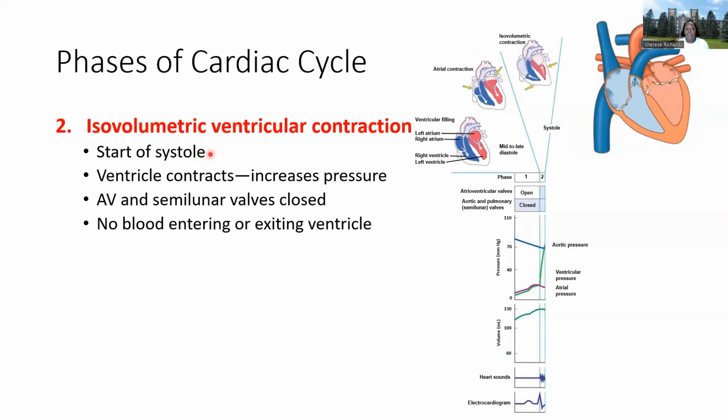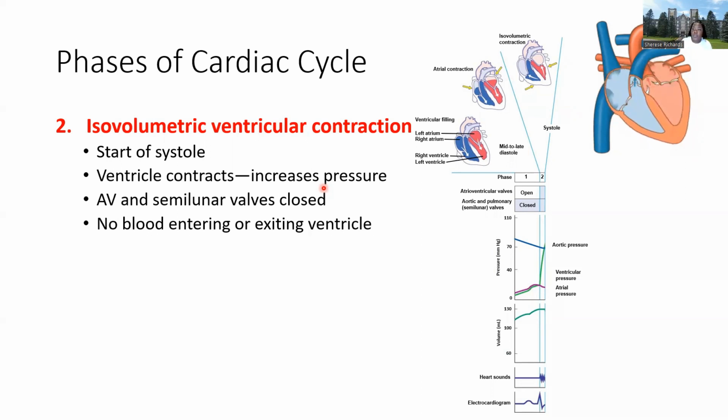Isovolumetric means the volume stays the same. So iso, same, volumetric is the volume. And what this means is that blood is not necessarily moving in any direction because the volume is staying the same. What's happening here is the AV valves have closed. This is the beginning of systole. The ventricles are going to start contracting here as the pressure in the ventricles rise, and then the AV and semilunar valves are still closed. So both valves are closed.